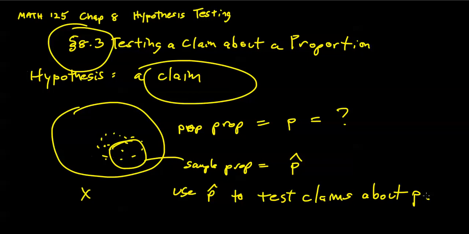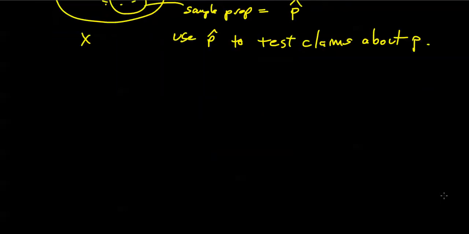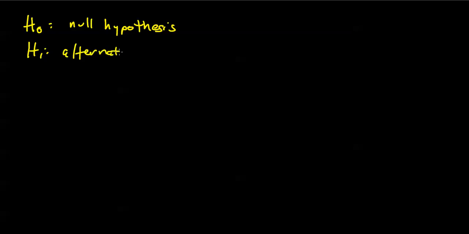Okay, we've got to get some terminology down, and before we dig in and do some examples, H0, cap H0, is what we call the null hypothesis. H1, by convention, is called the alternative hypothesis. And in section 8.3 they're going to be claims about population proportion.